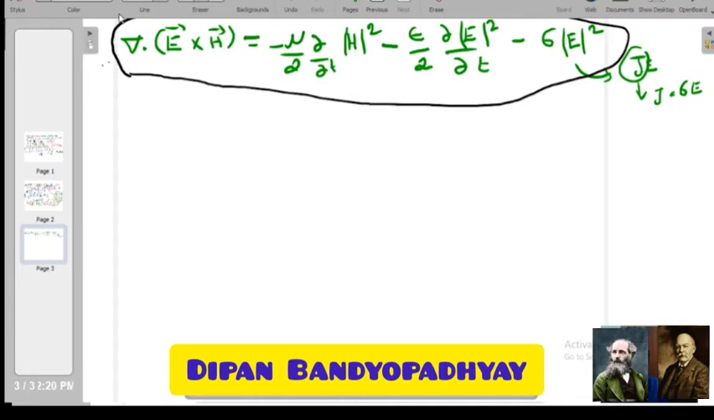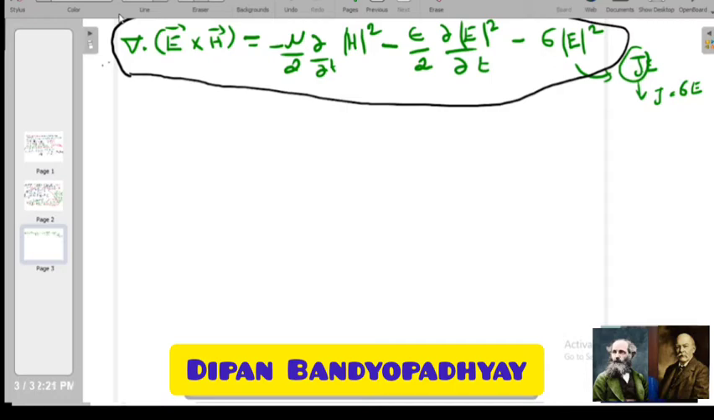This equation we have derived is basically for a point in space. That means this is a point relation, and this relation should be valid at every point in space at every instant of time. That means what we have written.